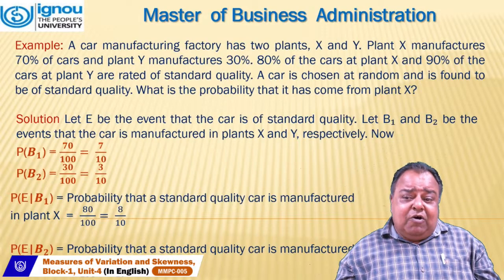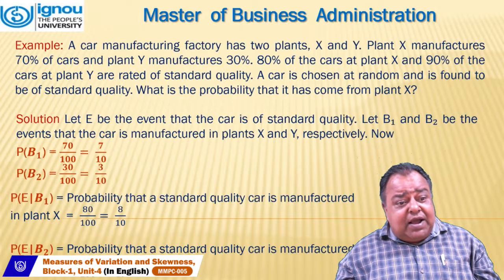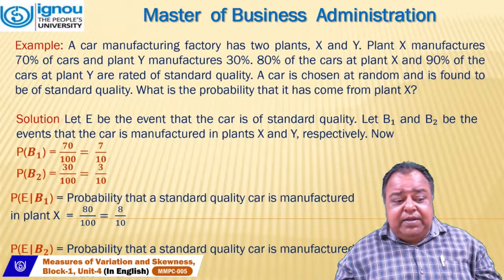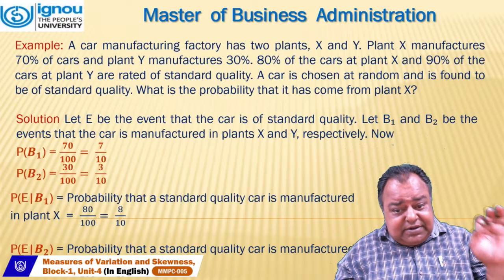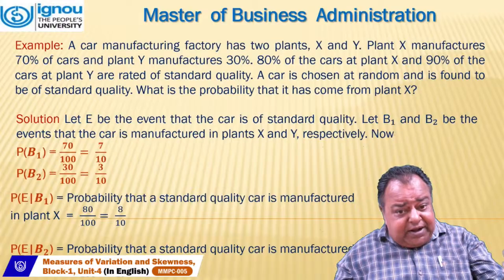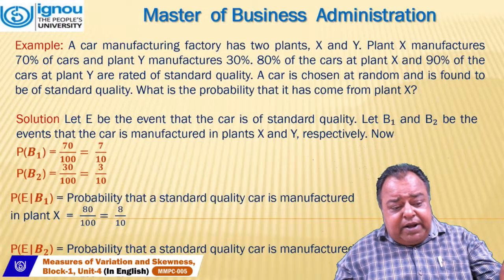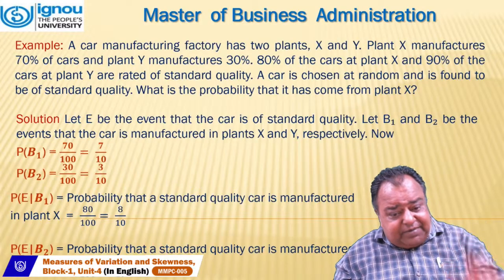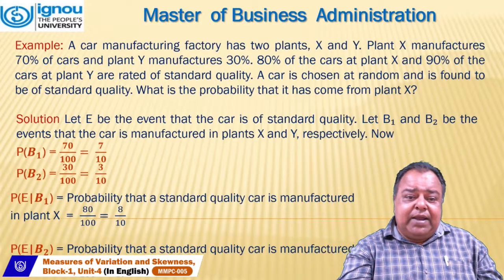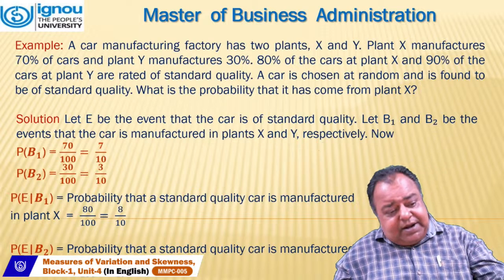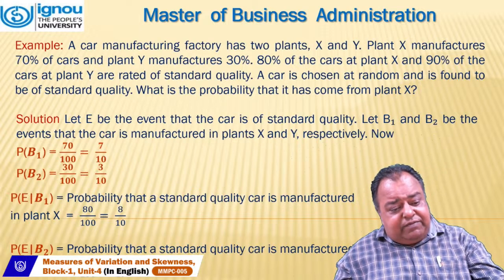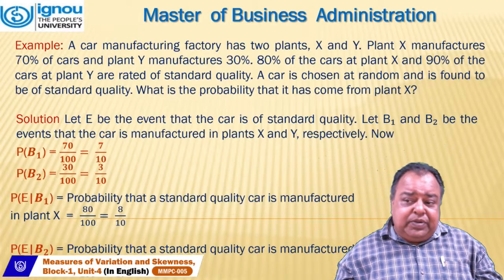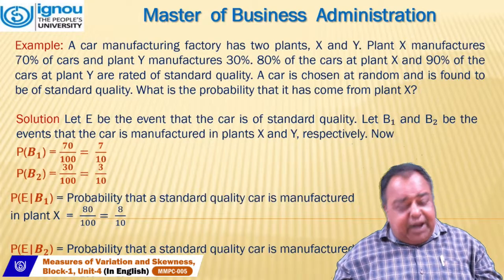80% of cars of plant X and 90% of the cars of plant Y are rated at standard quality. Now, the second part, our basic problem, is of standard quality. That is, we are talking in terms of standard quality. So it will be denoted by a car with standard quality from plant 1. It is 80 by 100. Similarly, a car of standard quality from plant B, that is B2, is 90 by 100.